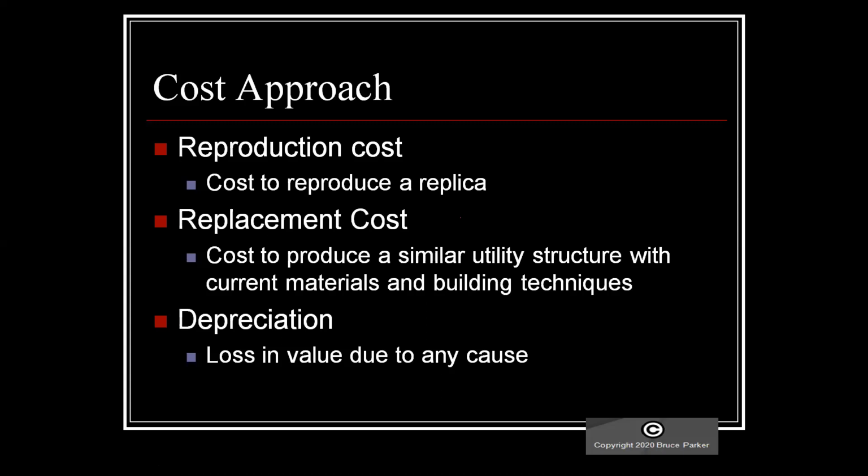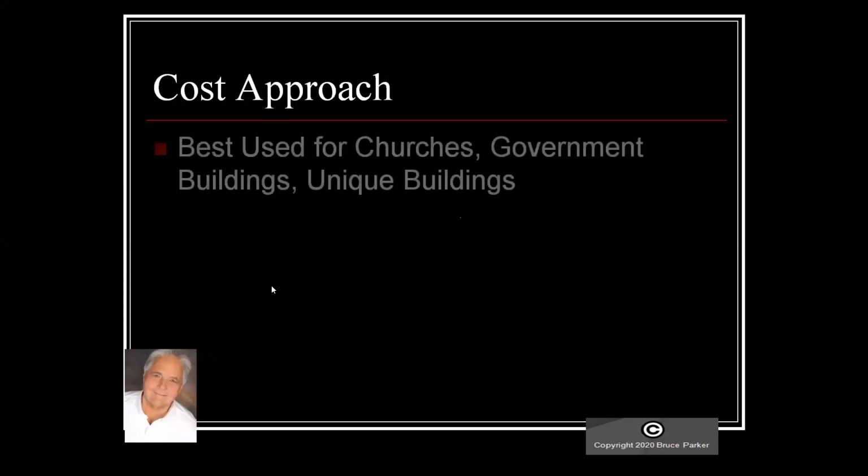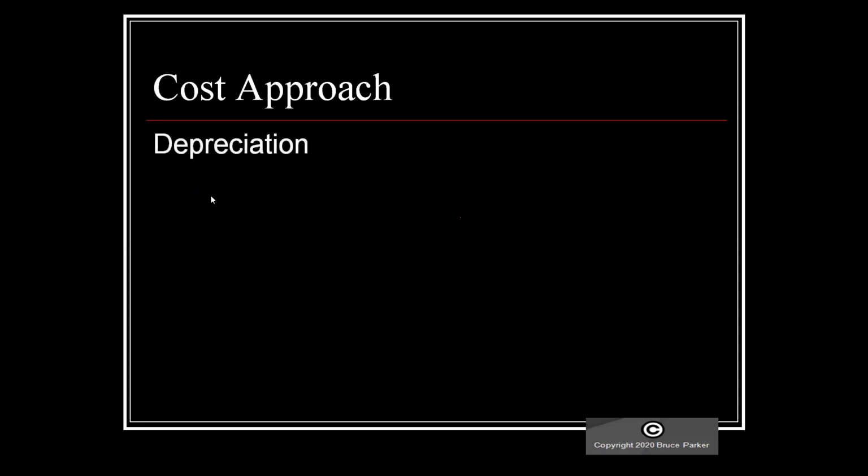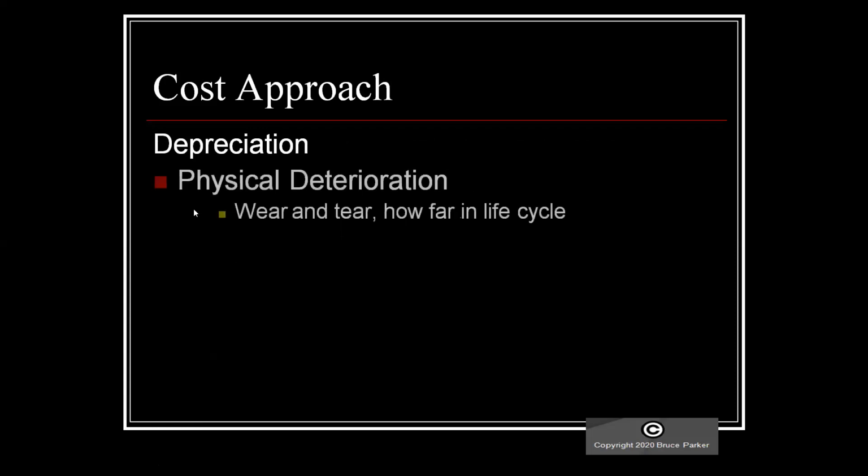Because remember, our imaginary building is going to be perfect. But our building that we're trying to find the value on is going to be less than perfect for many reasons. So in the cost approach, again, we best use it for churches, government buildings, and unique buildings. We have to apply accrued depreciation after we decide replacement or reproduction. And there's three sources of accrued depreciation.